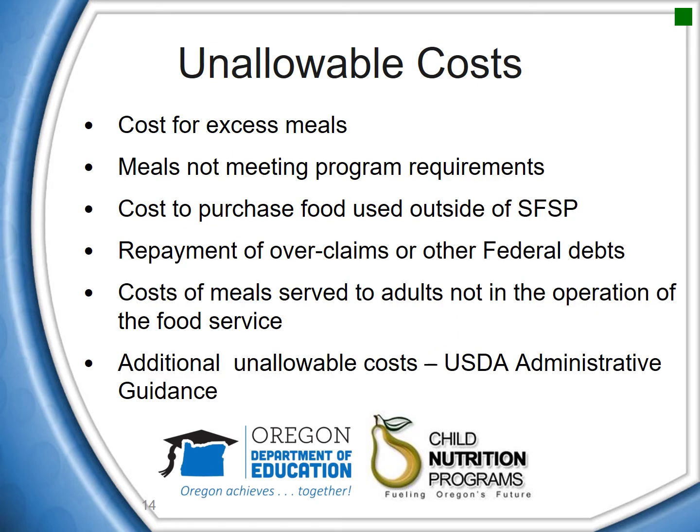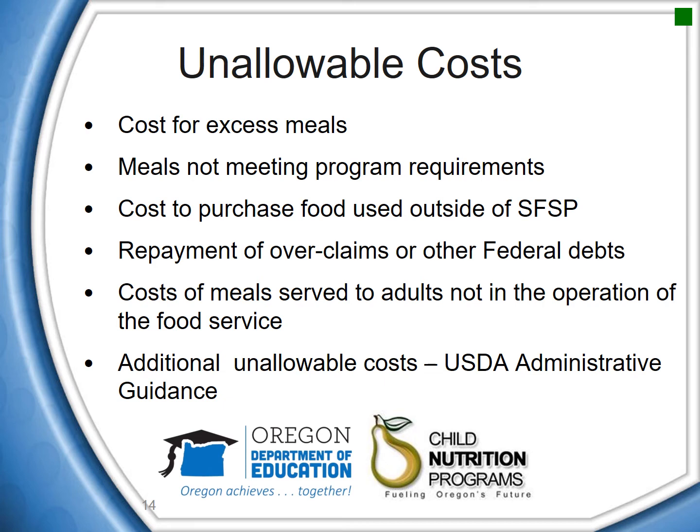Unallowable costs are costs for which program funds may not be used. Some examples of unallowable costs are costs for excess meals ordered or prepared but not served to eligible children, for example, meals in excess of legitimate program adult meals and reimbursable meals unless specifically approved by ODE C&P; meals served in violation of program requirements, for example, foods served that do not meet meal pattern requirements, meals or unapproved components consumed off-site, or second meals served in excess of the 2% tolerance; the cost to purchase food, including coffee, for use outside of the SFSP; repayment of overclaims and other federal debts; and the cost of meals served to administrative adult personnel or any other adults that are not in the operation of the food service.